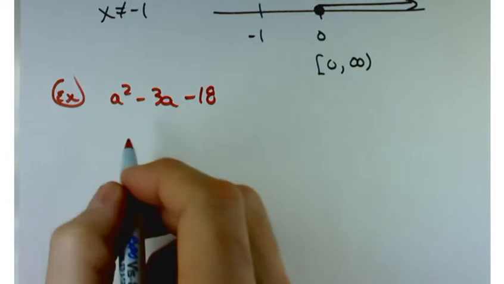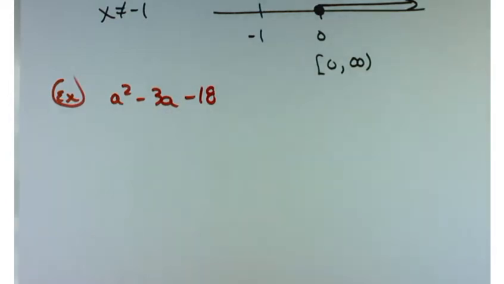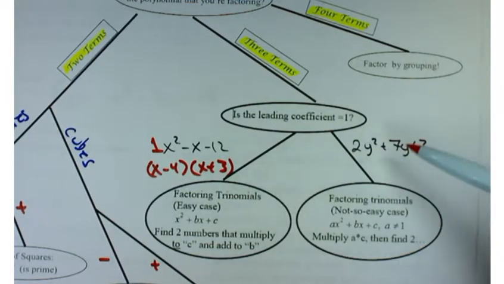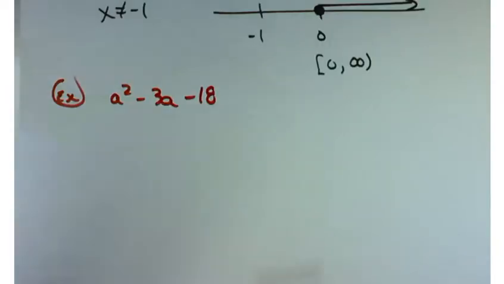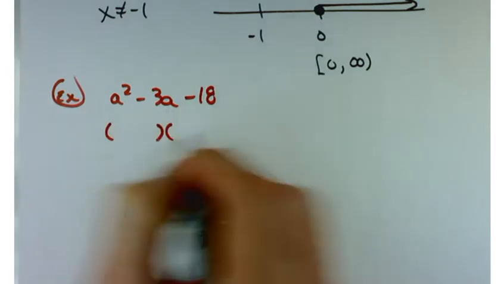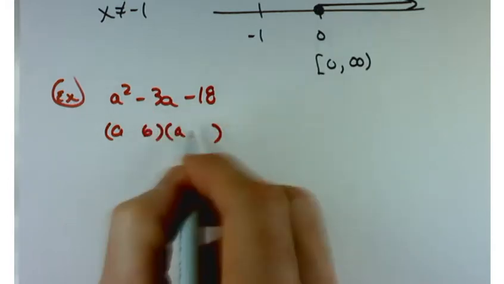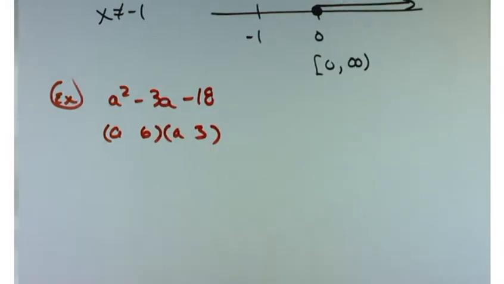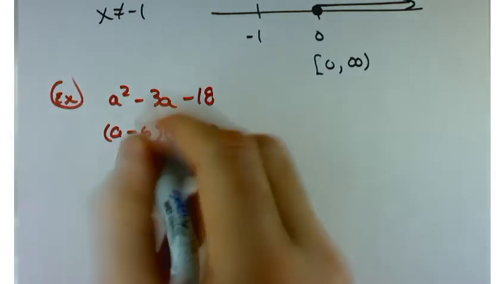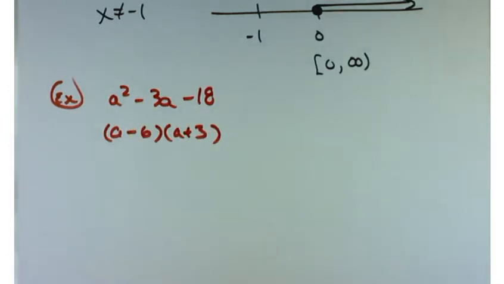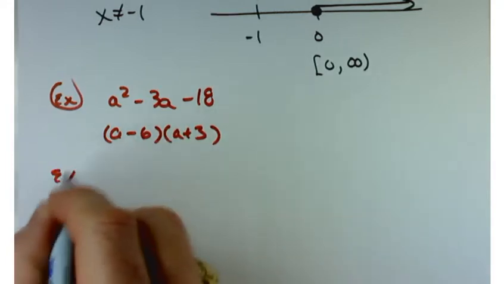No. All right. After that, count up the number of terms. It's 3 terms. All right. Is it the easy case or the hard case? Easy case. You want two numbers that multiply to negative 18 and add to negative 3. So 6 and 3 might jump out at you. One of them has to be positive. One of them has to be negative. Which one's the negative one? Negative 6. Good. The larger of these has to have this sign, and this one has to be the opposite sign so that you get a negative product. Good job.